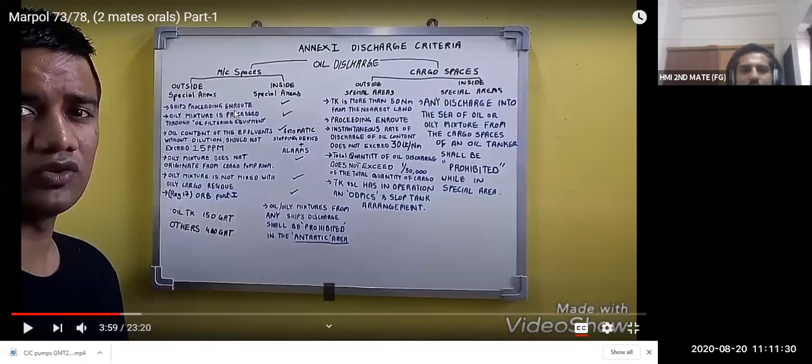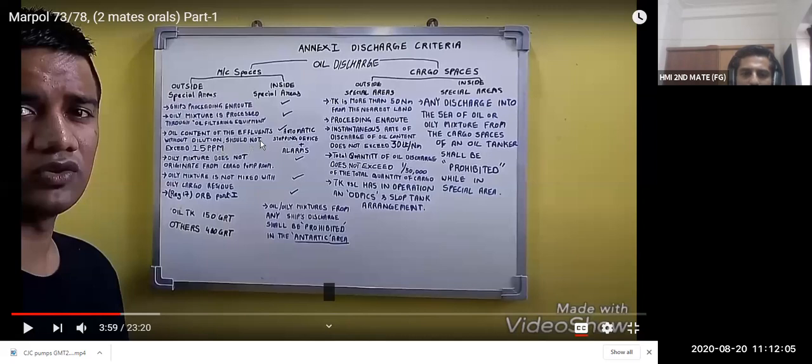For ships proceeding outside and inside special area, the ship should every time be proceeding en route. En route means it should be going from point A to B for the voyage and not circling around. So the engine should be moving and the ship should be making some speed. Then the oily mixture should pass through the oil filtering equipment. So you have to pass the oily water discharge through the OWS, both inside and outside. You cannot put it directly into the sea.